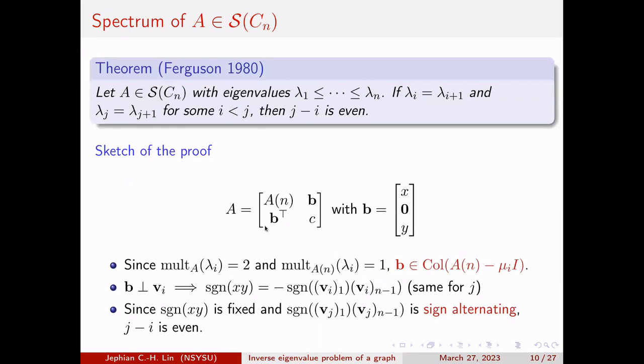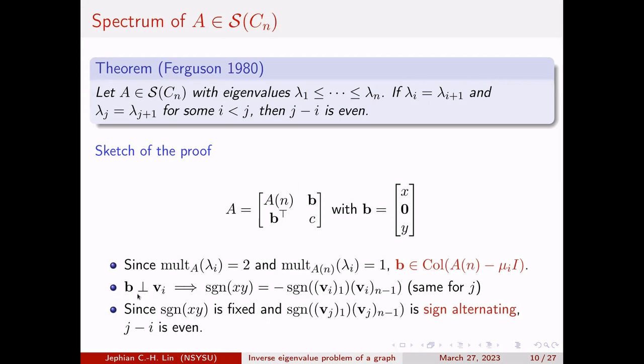Whenever I look at this matrix and lambda I and mu I have the same eigenvalue, then when this happens, this smaller matrix's column space must include the B vector. So this B vector is inside the column space. In other words, B is orthogonal to the kernel of this matrix. And the kernel of this matrix is exactly the eigenvector, right? So this means that this B vector must be orthogonal to the V I.